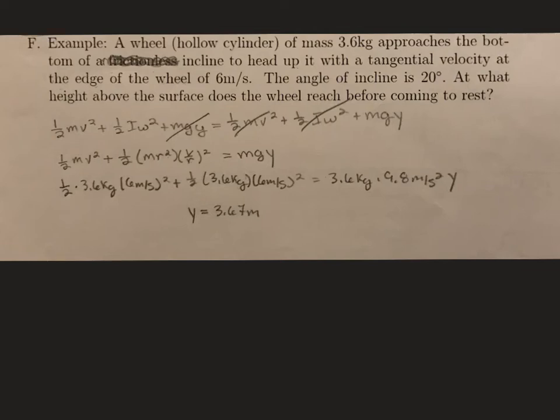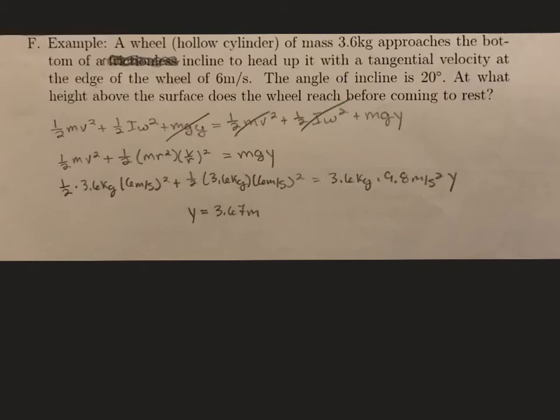In this sample problem, we have a wheel that is a hollow cylinder of mass 3.6 kilograms approaching the bottom of an incline, and it's going to head up the incline with a tangential velocity of 6 meters per second. We know that the angle of incline is 20 degrees. We want to know what height above the surface the wheel reaches before coming to rest.